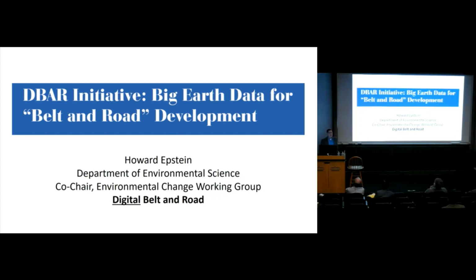But I'm going to talk about something a little bit different, something we haven't talked very much about today, and that is the environment and specifically the data that are used to look at the environment and to look at environmental changes. And I'm going to talk about an initiative in China called DBAR, which is the Digital Belt and Road. And I think it came up in a talk earlier today of the digital Silk Road. And DBAR is a component of what you might imagine the digital Silk Road to be. DBAR is the component that uses big Earth data to look at environmental change.